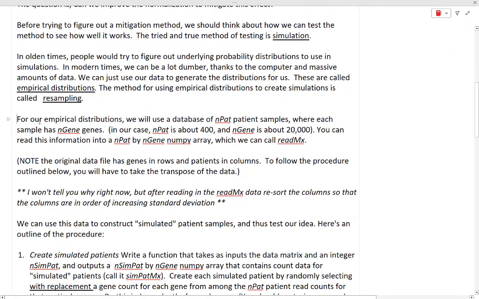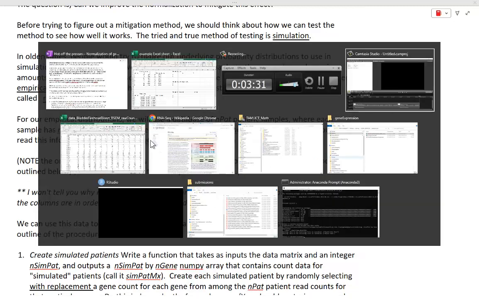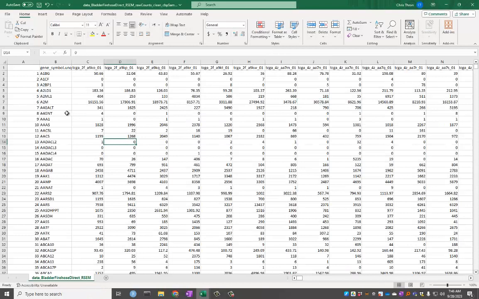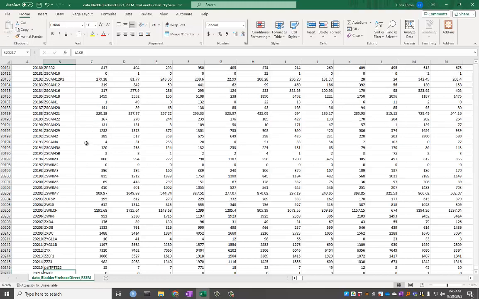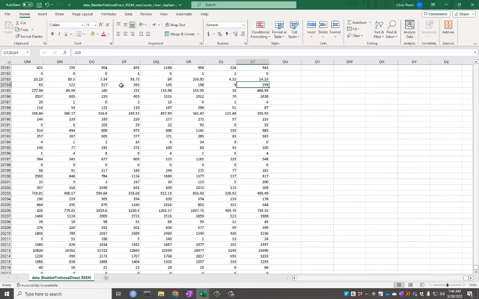All right, for our empirical distribution, we will use a database of n patient samples, where each sample has n genes. So that's our big database here, and I will make this available to you. If I want to find the number of genes, I'll go down here. There are over 20,000 genes. The number of patients is not as easy to count, but it goes over here. I believe it's 408, something like that. It goes up to column OT, whatever that is, but that's quite a few patients, around 400.